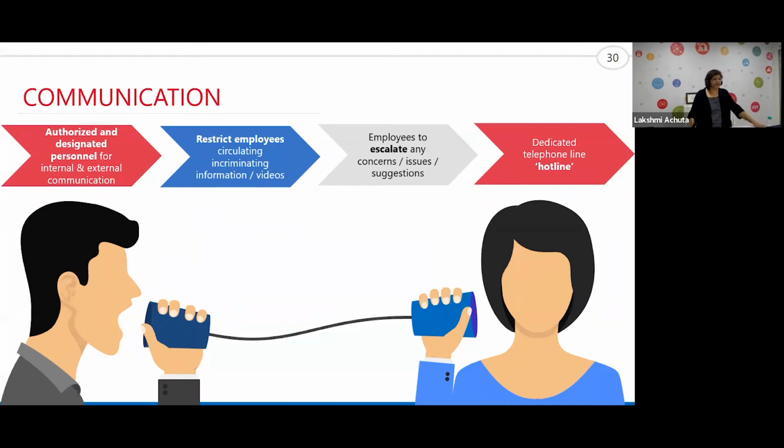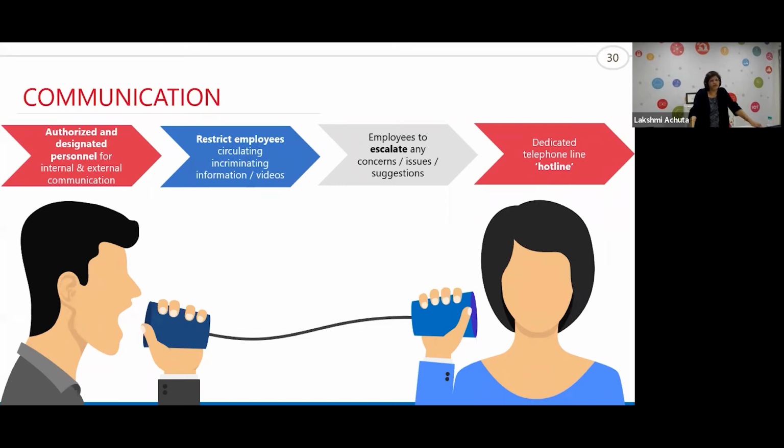Communication plays a very key role, and as per the organization norms, only the authorized people are responsible for the communication within and outside the organization. It's restricted to only a few people, the top management. The corporate communication team is the one that typically handles the internal and external communication, and employees have to be aware of that.